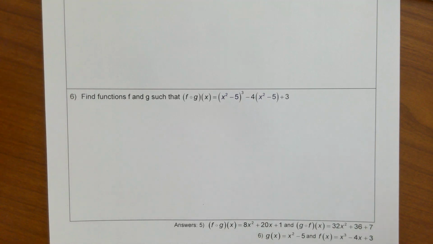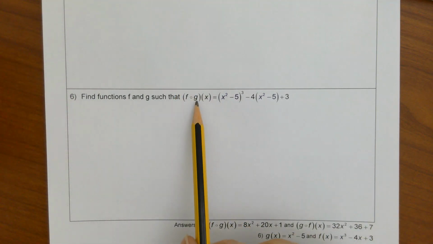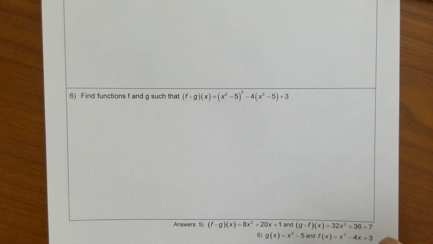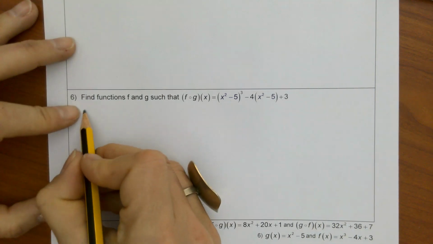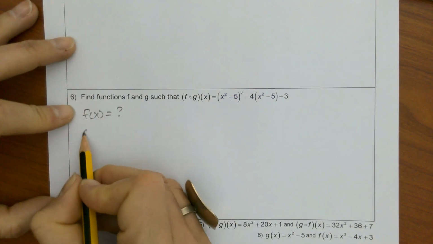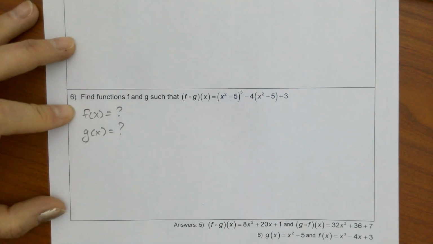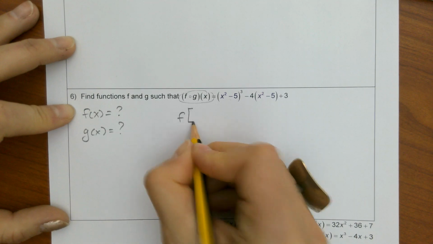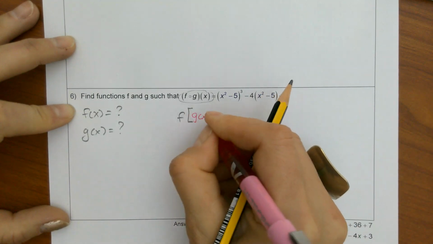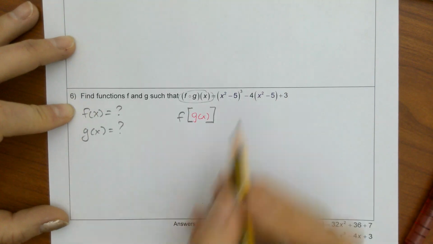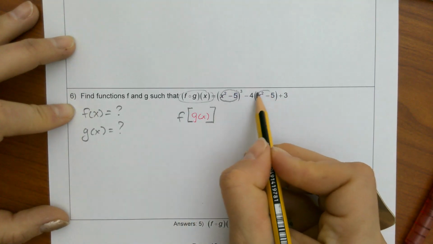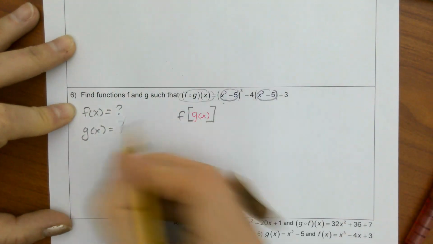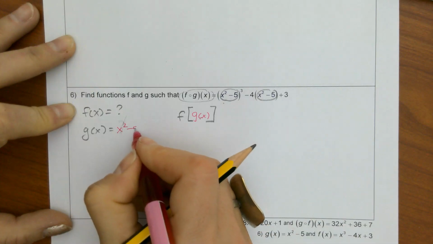We have to look at this and say, okay, if I've already substituted g of x into f of x, what is g of x and what is f of x? What are the two functions? So it's saying, what is f of x and what is g of x? Well, let's rewrite this. This is f of g of x. So that means that this thing on the inside is g of x. So g of x is equal to the inside stuff, x squared minus 5.